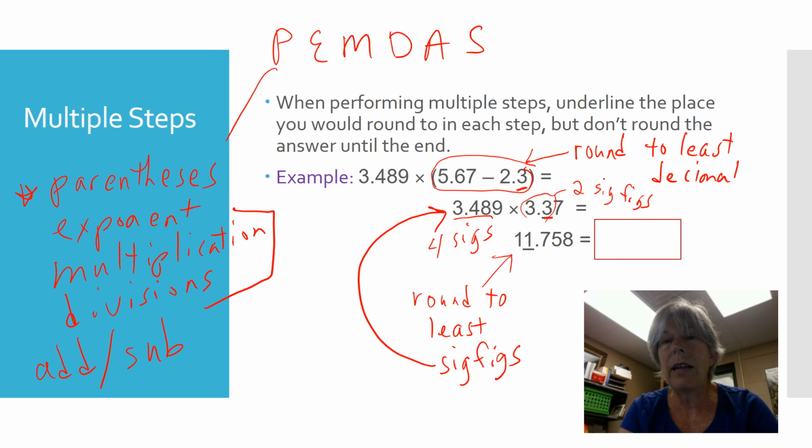So when we round 11.758 to 2 sig figs, that means we're going to round it to right here. It means we have to look at the 7 to see what happens to the 1. So it's 11.758. We want to round it to either 11 or 12 because that would be 2 significant figures. The 7 makes it round up to 12.